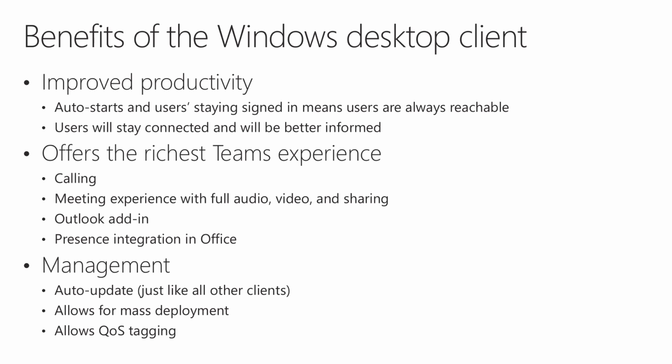So if she sends messages to Bob and other users, she wants to be certain that they are receiving these messages in time. Now, obviously, she could go to Bob and tell him how to install the client and how awesome that is, but if IT already rolled it out to the whole company, it's just there by default. No one needs to do any additional action. Everyone is always reachable. Users will stay connected, will be better informed, and will be able to work better.